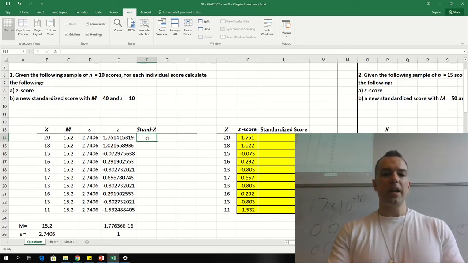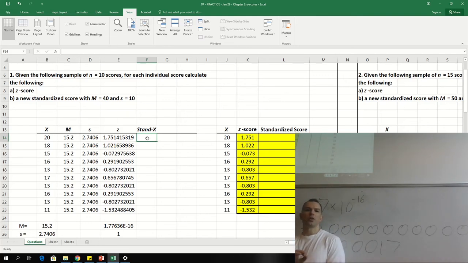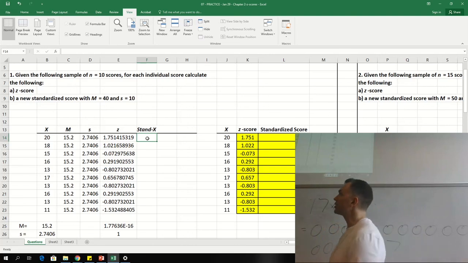When you're doing a standardized score, what I find trips up students the most is knowing which mean to use and which standard deviation to use. And for a standardized score, those are the ones that are given to you, and they will be given to you in the question. So question 1B says, we want new standardized scores that have a mean of 40 and a standard deviation of 10. So this mean here is going to be 40. This standard deviation here is going to be 10. And the z-scores are going to be the ones that we calculate.